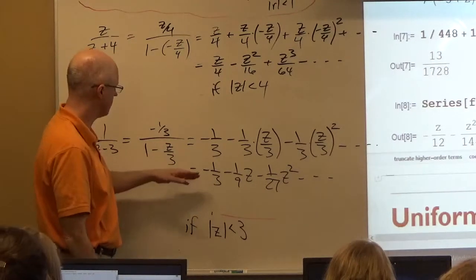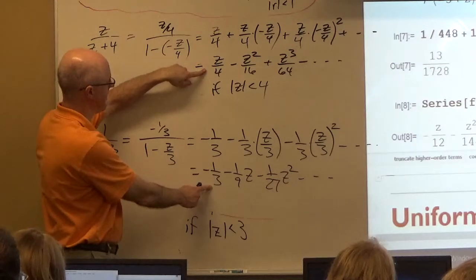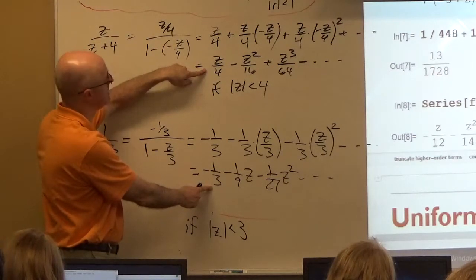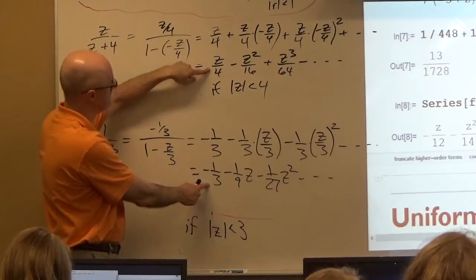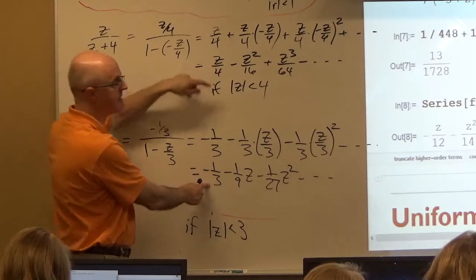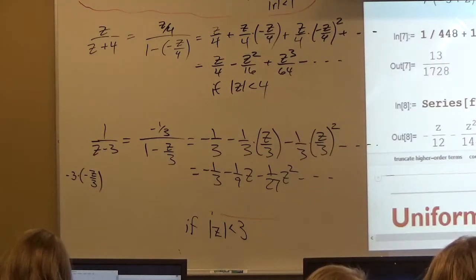Are there any constant terms when I multiply these two things? No, there aren't. The lowest power is going to be a z power, first power, and that's going to come from negative 1/3 times z over 4, which is negative 1/12 z. As it should be.